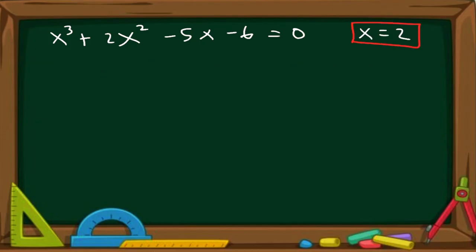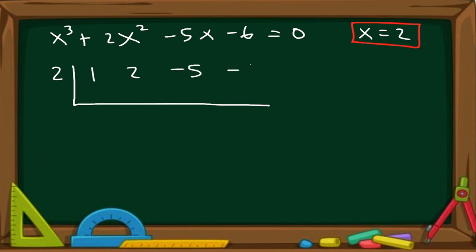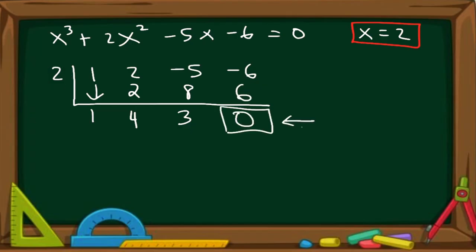Now let's use this zero to get the other zeros, and this is when synthetic division will come into play. So the coefficients of the polynomial are 1, 2, negative 5, and negative 6. So let's bring down the 1. 2 times 1 is 2, and then we need to add 2 plus 2 is 4, and then 2 times 4 is 8, and then negative 5 plus 8 is 3, and 2 times 3 is 6, and negative 6 plus 6 is 0. So make sure this is a 0. If not, something is wrong.